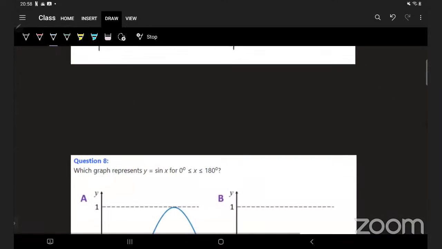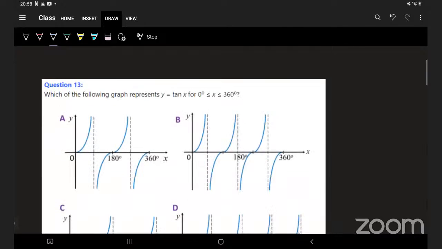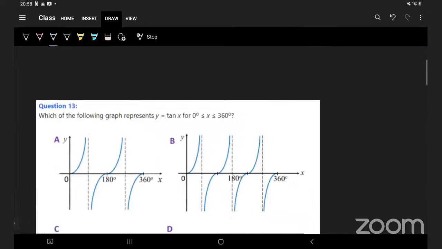Okay, so we have some objective questions over here. Seems like the rest of these are objective. Okay, let's just do these real quick.